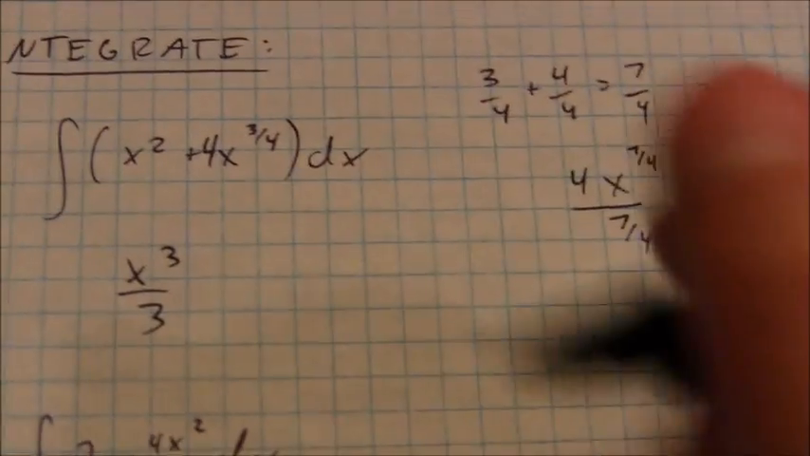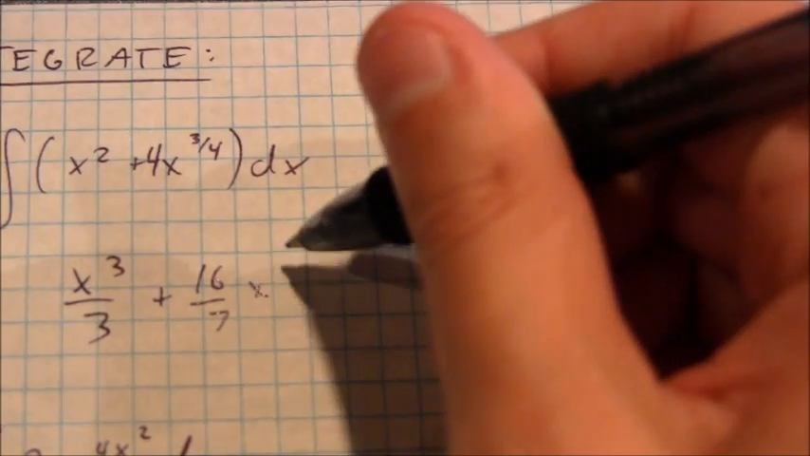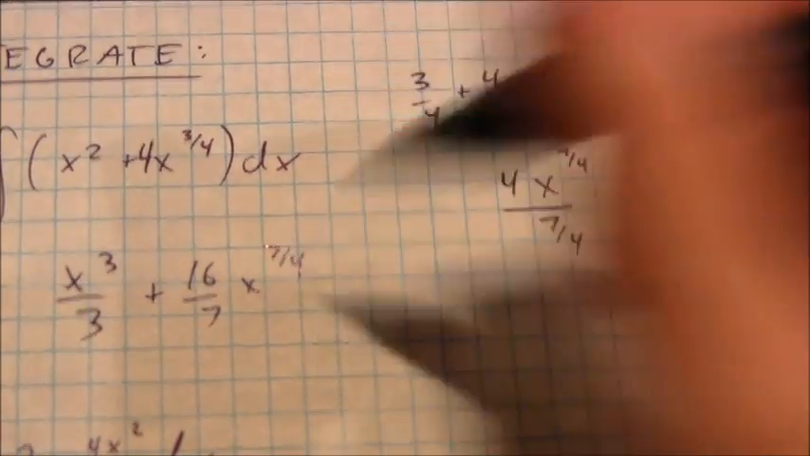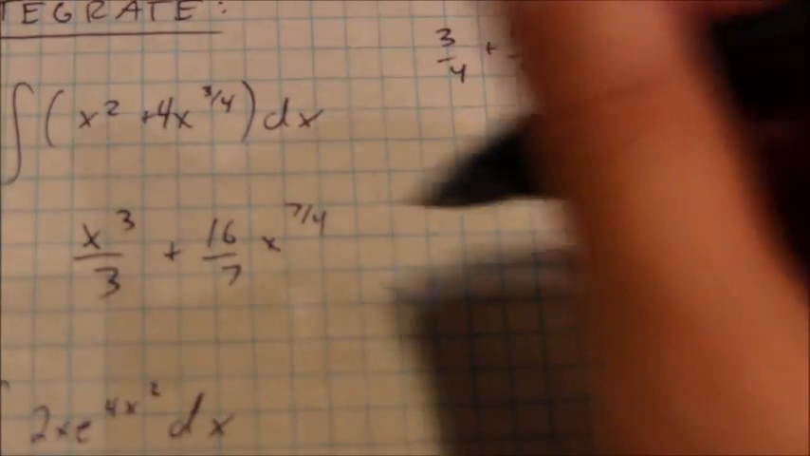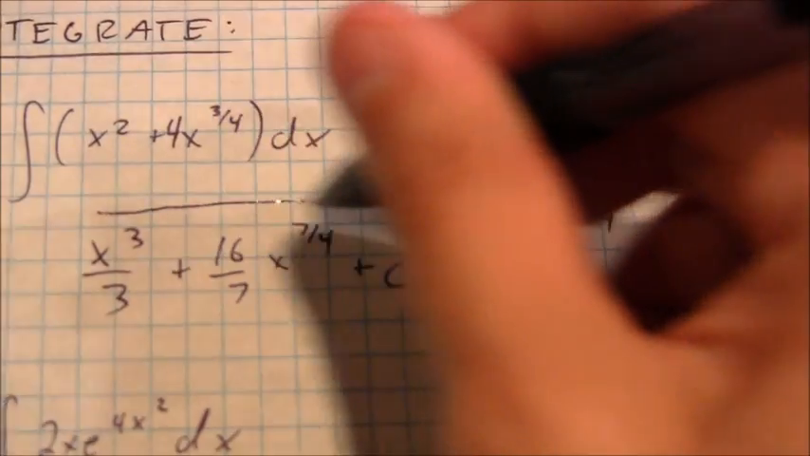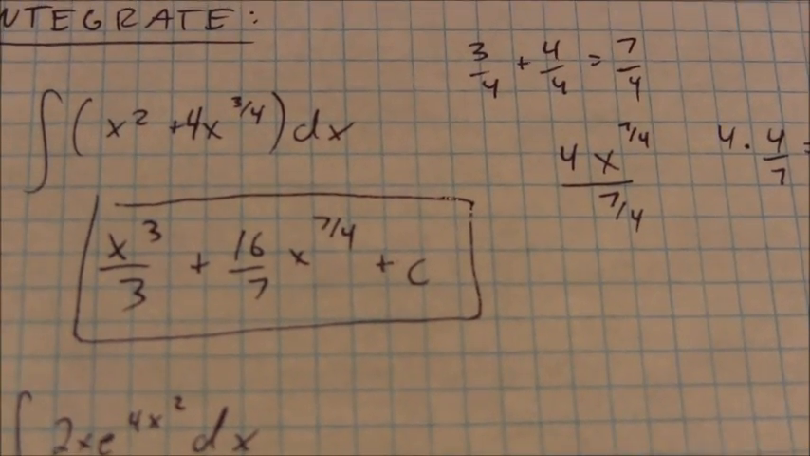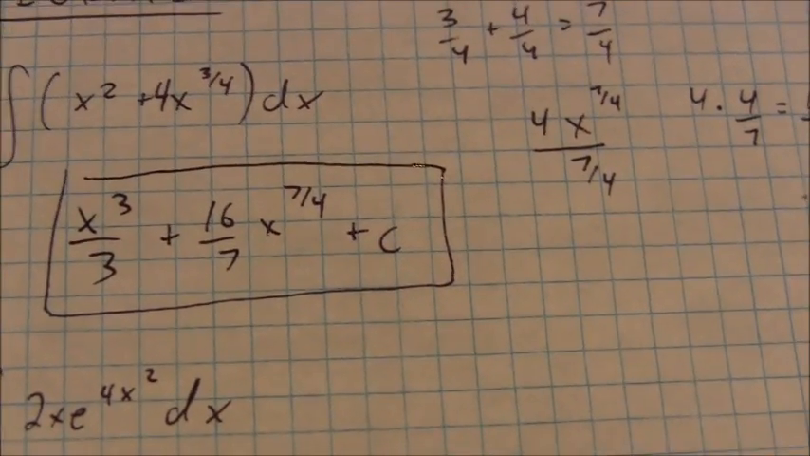And so as a result, I end up with plus 16/7 x to the 7/4. And remember, if it's an indefinite integral, I do need to add c at the end. So there's my solution. Okay, moving on to problem number 2.